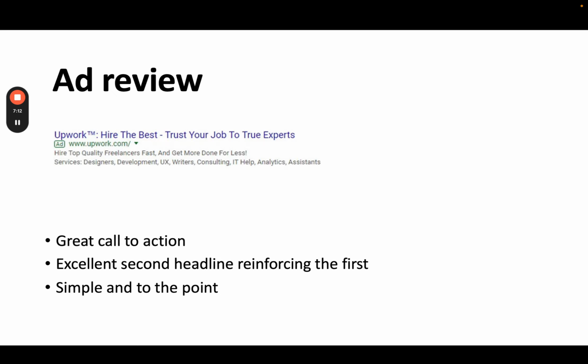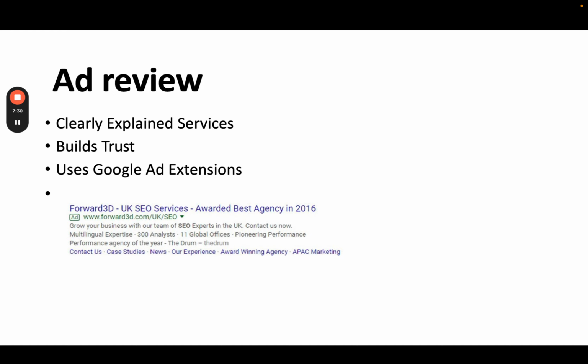Now we are going to review some of the ads. In the ad review section, if you look around, this is an Upwork ad. This is a great call to action. The second headline is reinforcing the first by mentioning the services they are offering. A simple, to-the-point ad. This ad clearly explains their services, builds trust by saying the words "awarded best agency," plus they are using Google ad extensions.